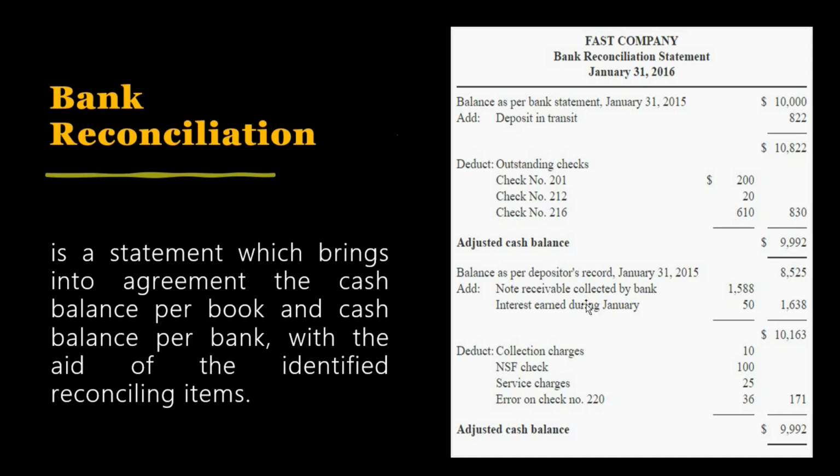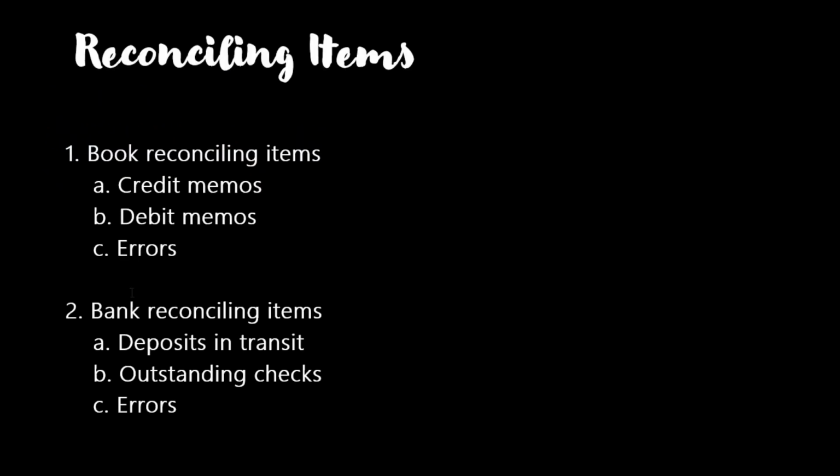So, the bank reconciliation statement will give us the idea kung saan ba sila hindi nagka-agree, saan ba sila nagka-differ. Ano ba yung mga rason kung bakit hindi equal yung amounts nila? So, yun pala merong mga reconciling items. So, ano-ano yung mga reconciling items? Okay, take note class that they have two groups of reconciling items. We have what we call mga book reconciling items and the other one is the bank reconciling items.